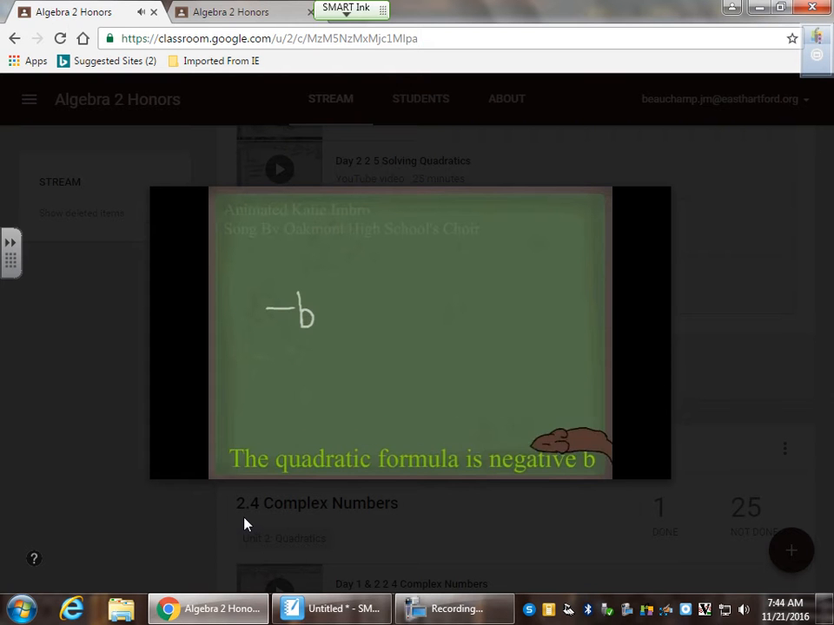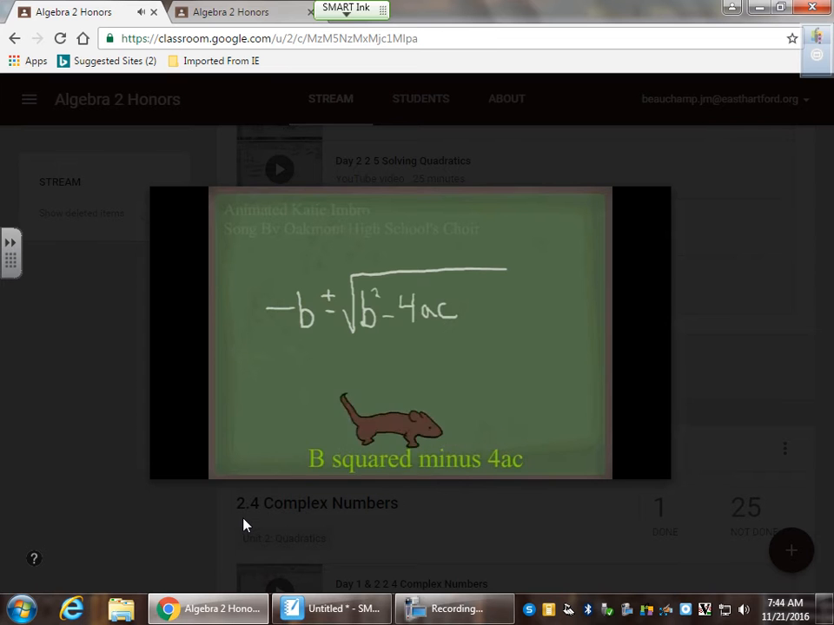Quadratic formula: negative b plus or minus the square root of b squared minus 4ac, all over 2a.